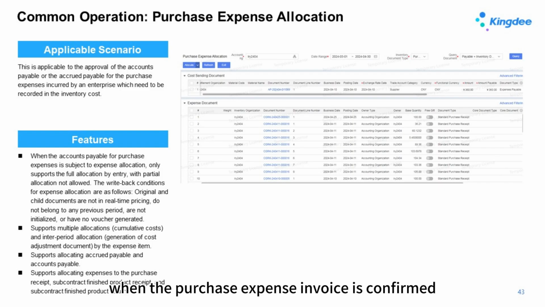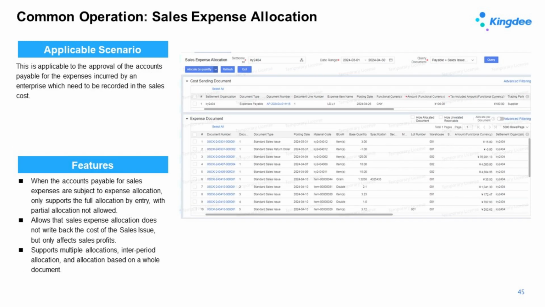When the purchase expense invoice is confirmed, the expense must be allocated into the inventory cost. During expense allocation, the system requires full allocation for each entry. Partial allocation is not allowed. It supports multiple allocations and interperiod allocations by expense item.